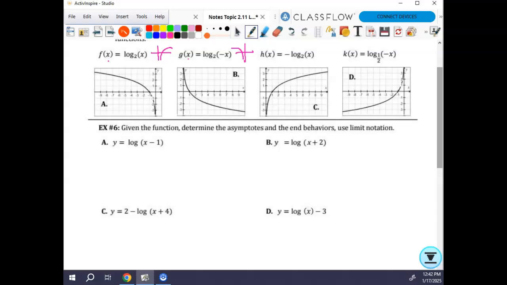Okay. Then the only difference between H and F is that the negative is out front. If the negative's out front, what do I reflect in?